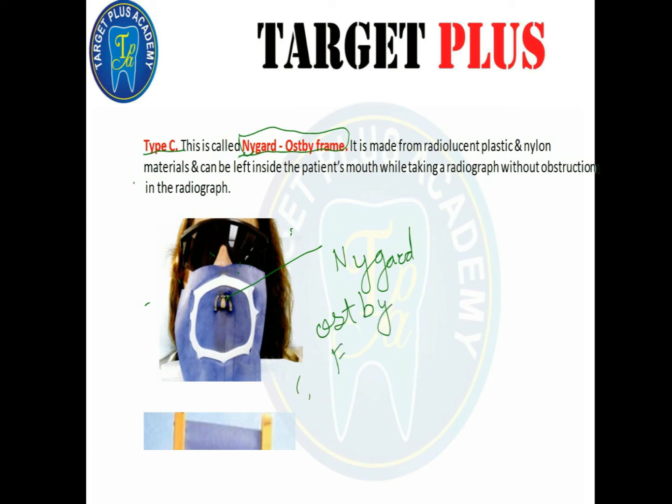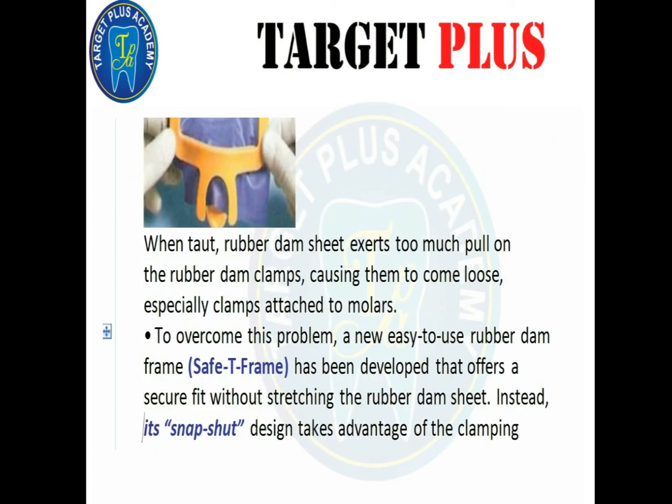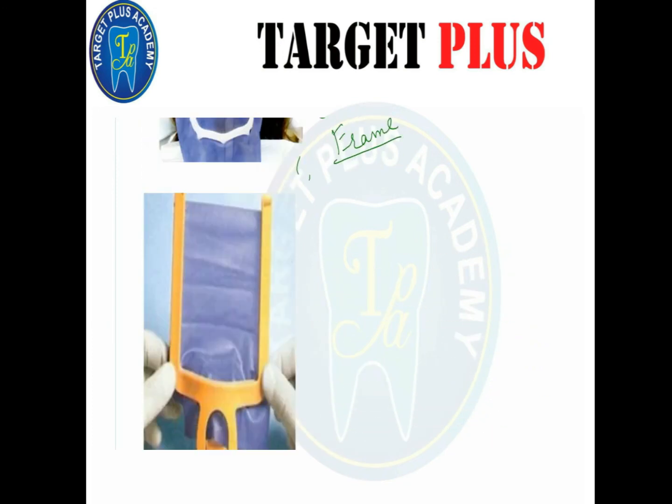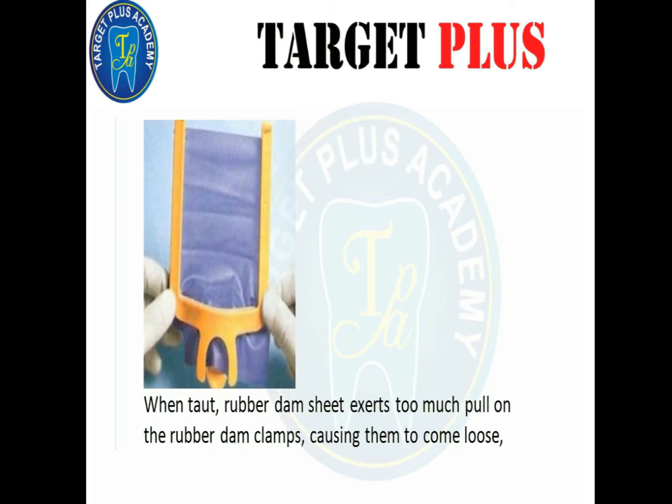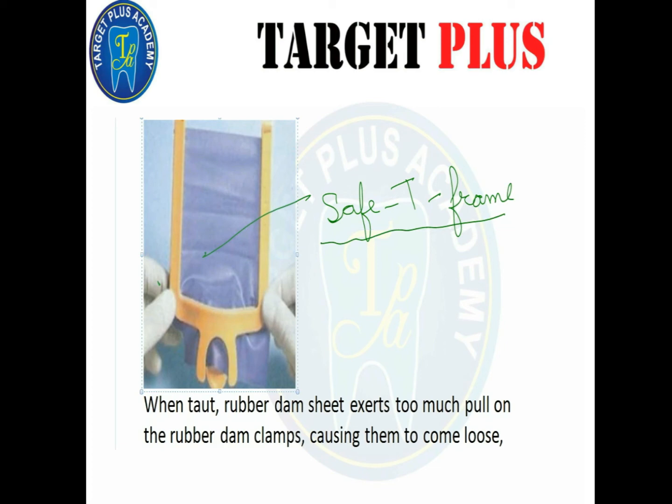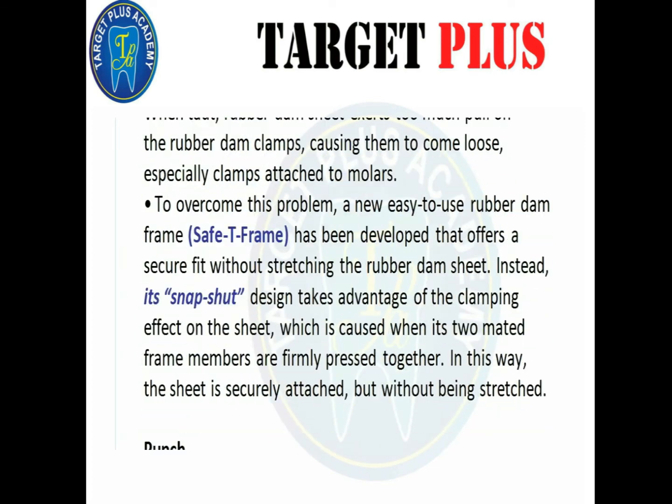Safety frame. So when a taut rubber dam sheet exerts too much pressure on the rubber dam clamps, they cause them to come loose, especially clamps attached to the molars. To overcome this, a designed frame known as safety frame was developed. Because of its snap shut design, it takes advantage of clamping effect on the sheet. So you have to remember this safety frame.